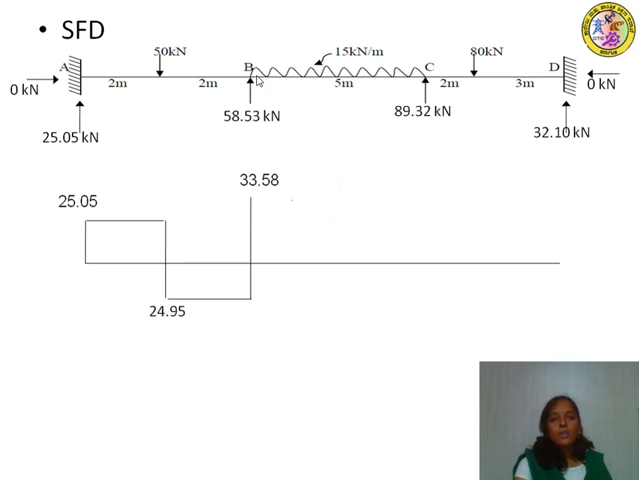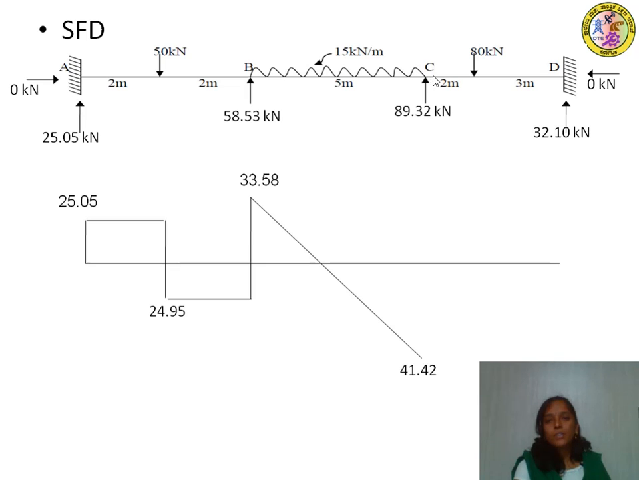From right of B to the left of C we have a UDL, so we have to deduct that. The UDL will be acting in the downward direction. So plus 33.58 minus 15 into 5 will be equal to minus 41.42. So you have to join a linearly varying line from plus 33.58 to minus 41.42. That is the shear force to the left of C.